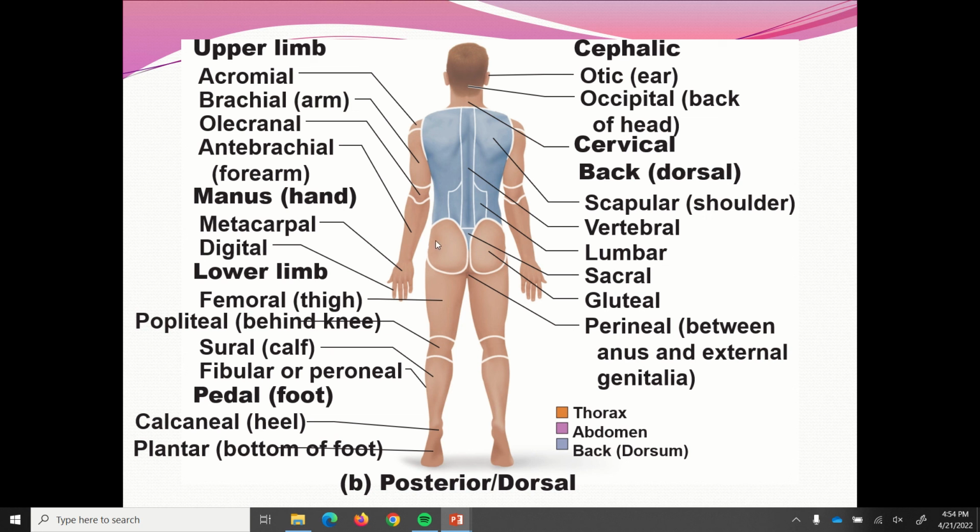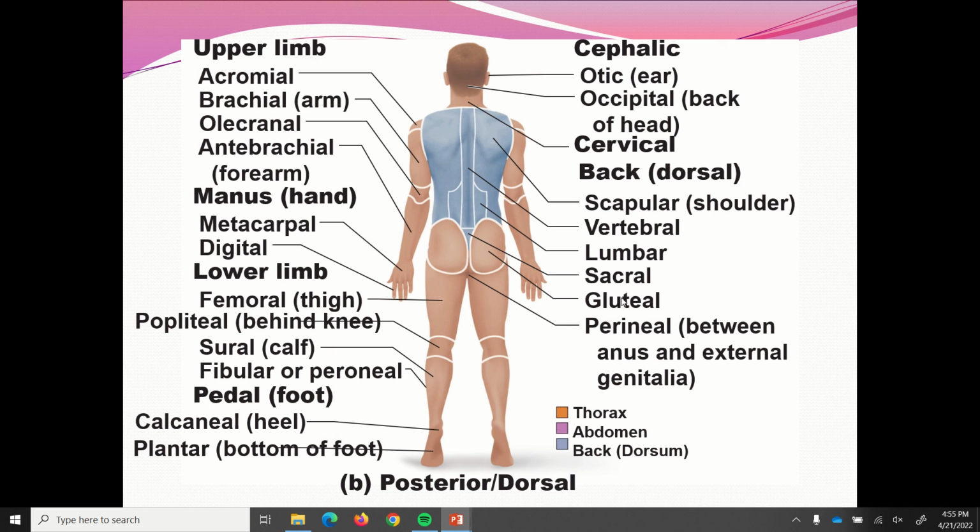The lower limb consists of the glutes, which then inferiorly lead to the femoral or thigh, the popliteal, back of the knee, sural, calf, again the fibular or peroneal, which is the lateral lower leg, and the pedal or foot includes the calcaneal, which is the heel, and plantar, the bottom of the foot.